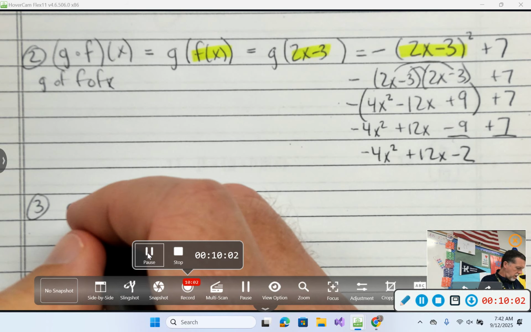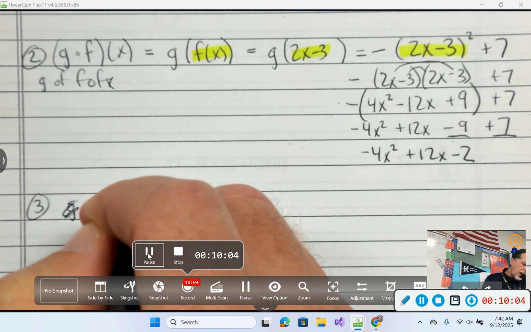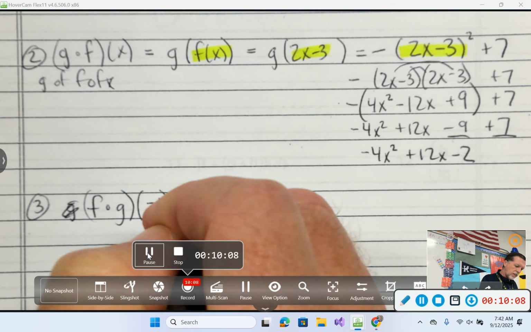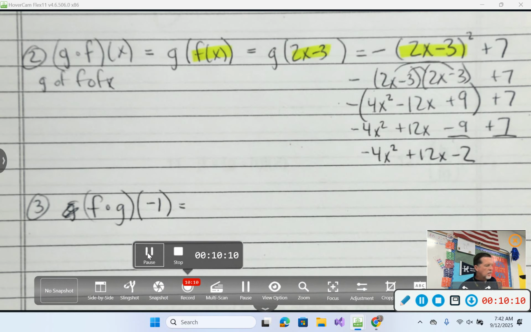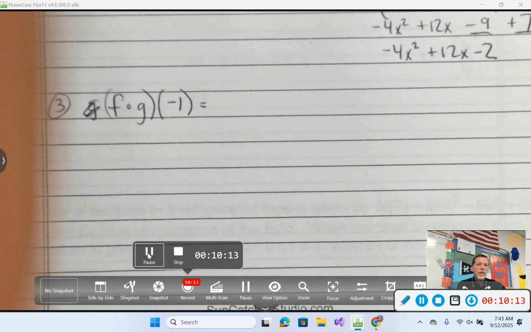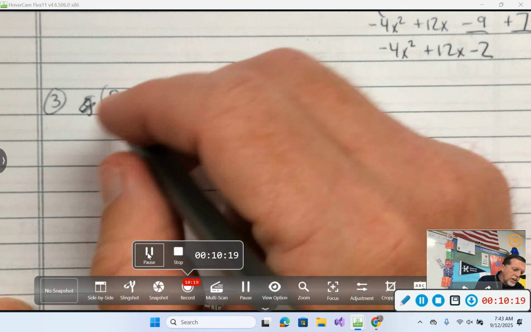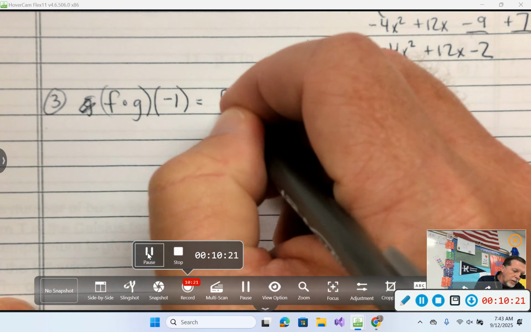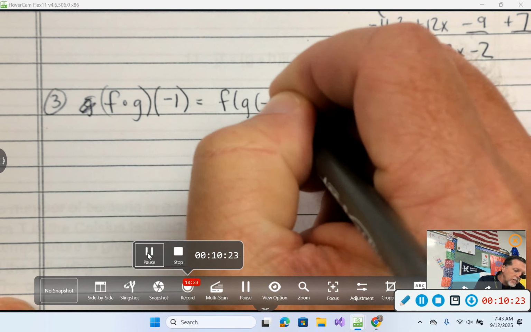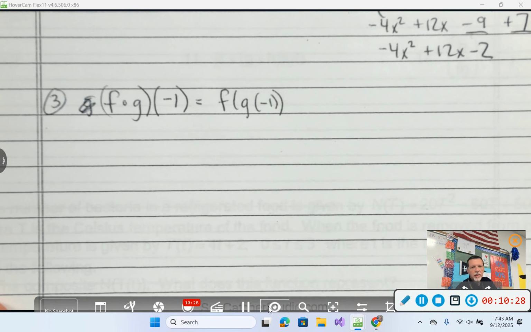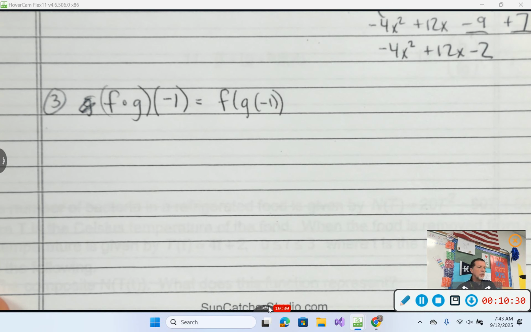Let's try f of g of -1. Okay, this one's, I guess, a little different because there's a number in there, but it's the same process. First thing I'm going to do is rewrite that as f of g of -1, because I think that's easier to deal with. So what should I do first? What should I plug in to where?